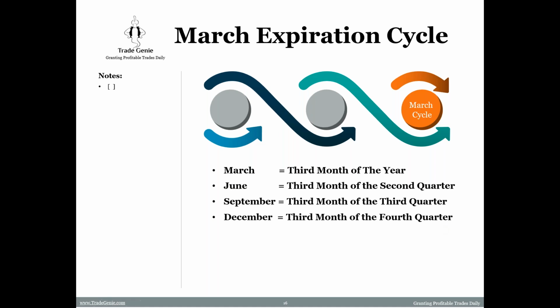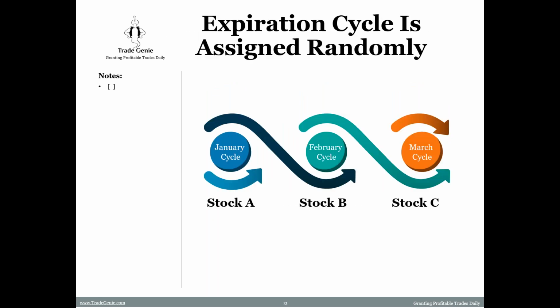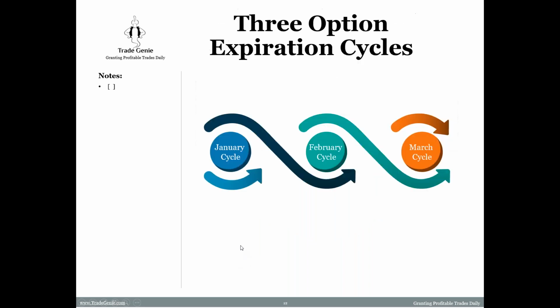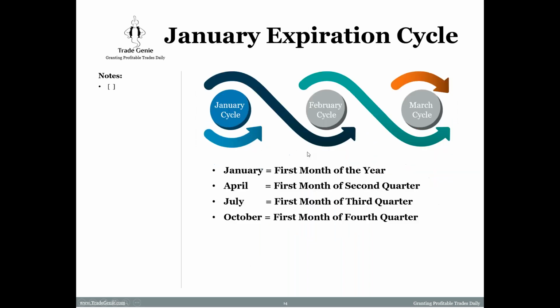Anytime, the chain will display at least 4 months. Those 4 months are the current month and the subsequent month, whatever is next month. They call it the modified month, the subsequent month, and then they add 2 months. So these 2 extra months come based on the cycle.